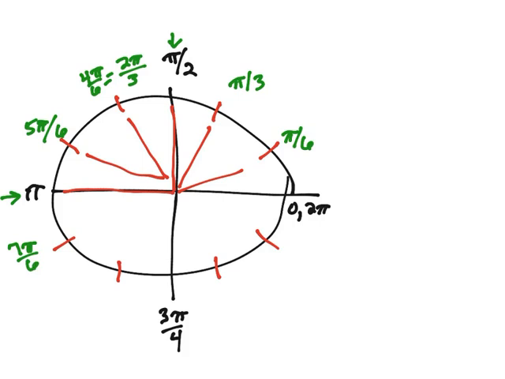7 pi over 6. Then I'm going to get 8 pi over 6, which will reduce to 4 pi over 3. 9 pi over 6 will reduce to 3 pi over 4.